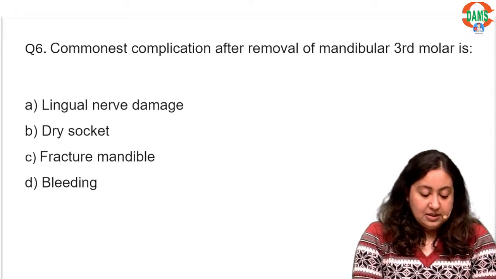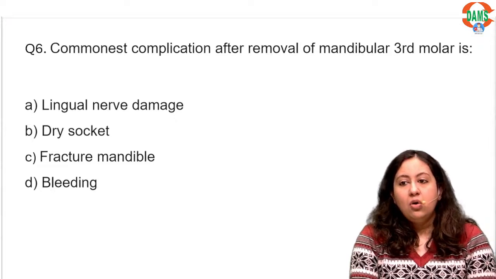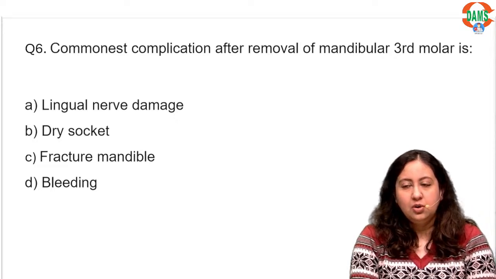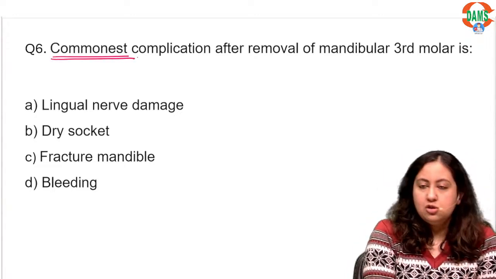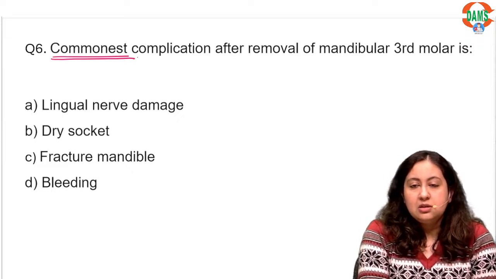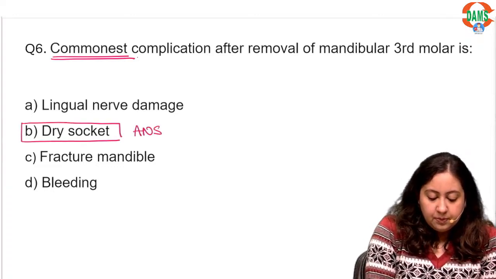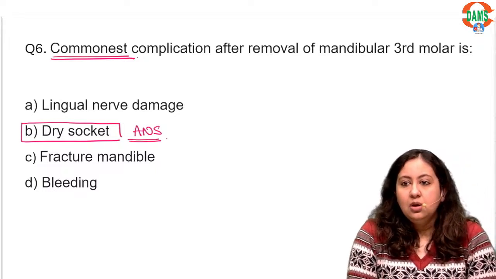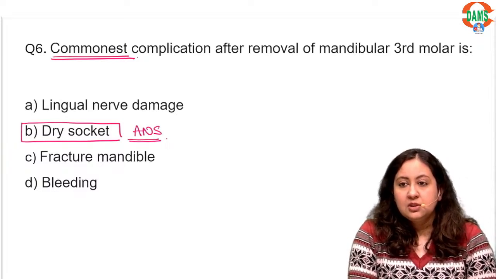Now, coming to question 6. Option A, option B, option C, option D. They are all complications of mandibular third molar impaction removal, whatever. They are all complications, but it is asking about the commonest complication. So the commonest complication is dry socket. If you look at the incidence of dry socket, it is the highest in mandibular third molars. That is why this is the answer.